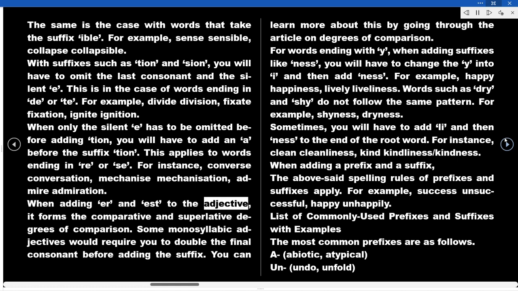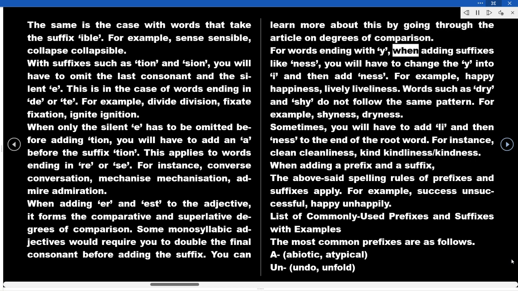When adding er and est to the adjective, it forms the comparative and superlative degrees of comparison. Some monosyllabic adjectives would require you to double the final consonant before adding the suffix. You can learn more about this by going through the article on degrees of comparison.